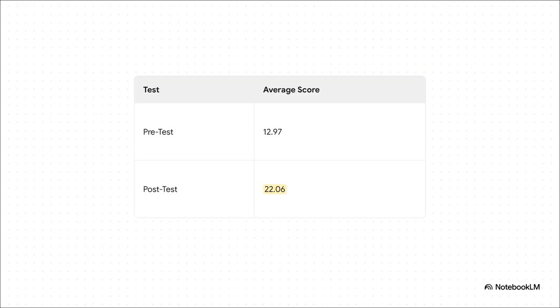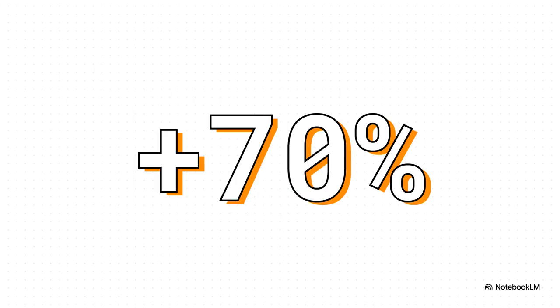And the results? They were pretty staggering. Just look at this. Before the TPACK-based lessons, the students' average score on the test was just under 13 out of 30. And afterwards, their average score shot all the way up to over 22. Let me just put that another way for you. That's a 70% increase in their average score. That's a huge, measurable sign that this integrated approach made a massive difference in helping those students actually understand a tough subject.